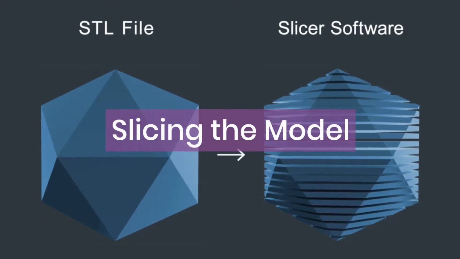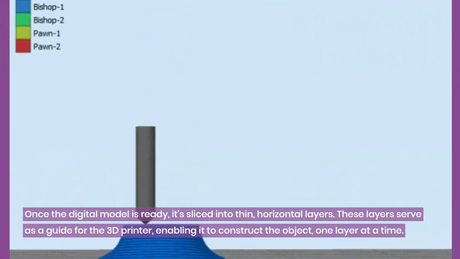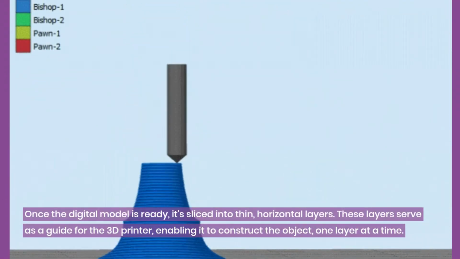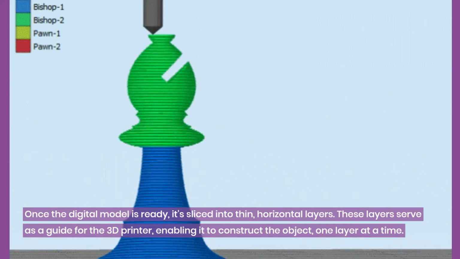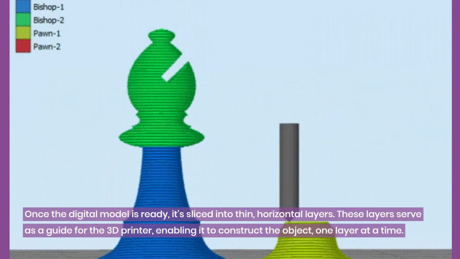Step 2: Slicing the model. Once the digital model is ready, it's sliced into thin, horizontal layers. These layers serve as a guide for the 3D printer, enabling it to construct the object, one layer at a time.